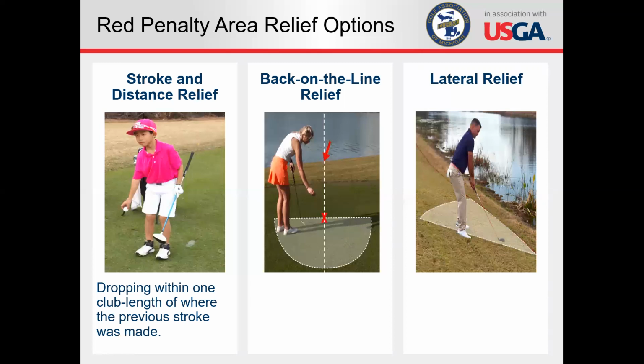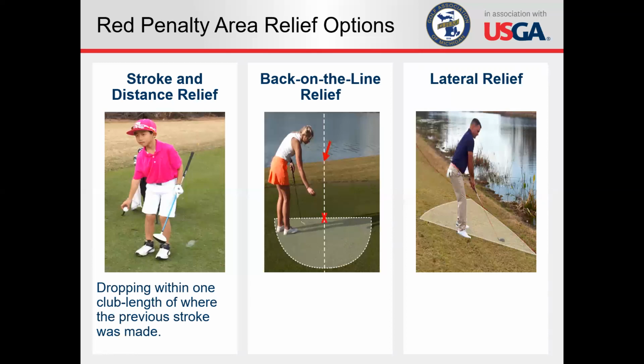So that 1 club length drop area, or relief area, as it's termed now in the new rules, is going to be a little bit different for stroke and distance because we've always gone back to the spot. Now we've got this larger relief area in which to drop.